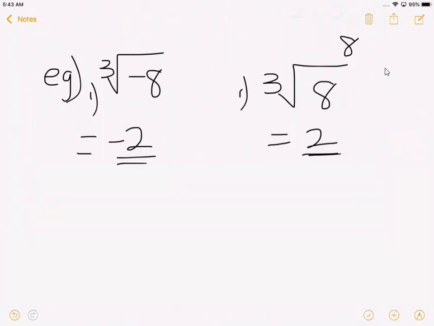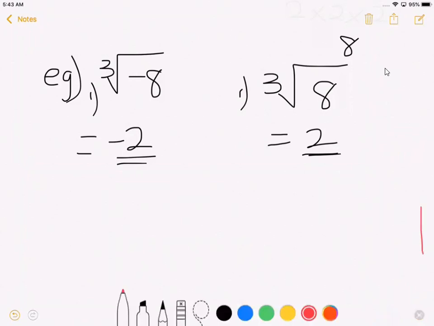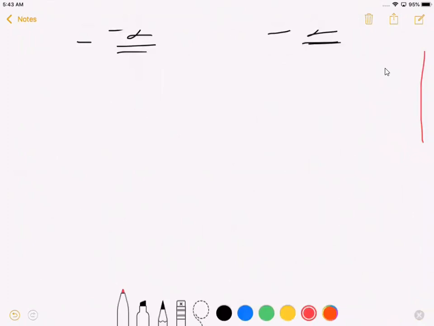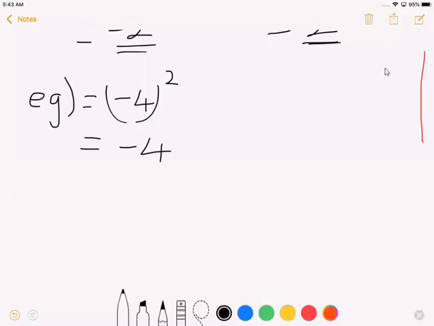Now let's do examples using all the 4 operations. For example, what is minus 4 squared? Minus 4 squared is equal to minus 4 multiplied by minus 4, because I'm squaring minus 4, which is equal to 16.